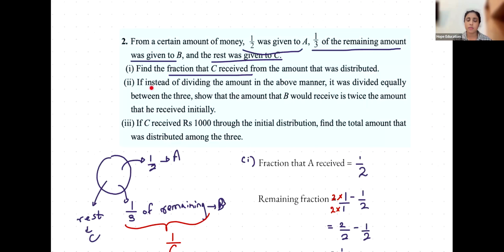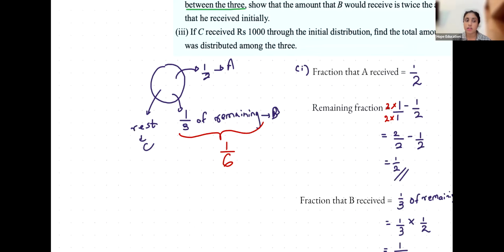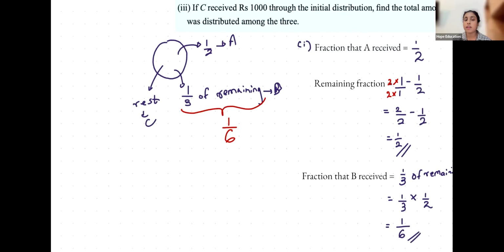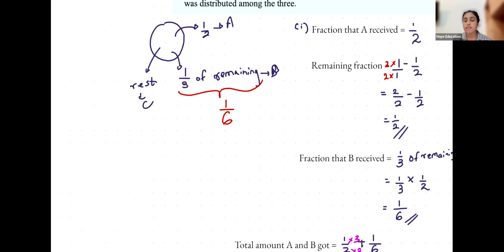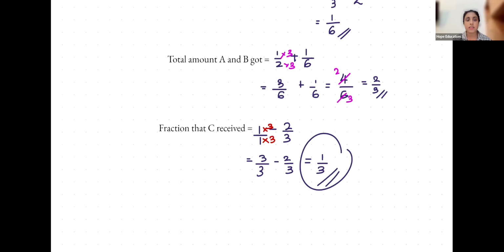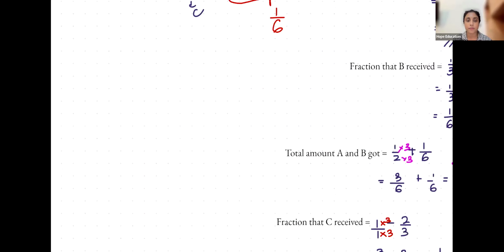If instead of dividing the amount in the above manner, without dividing as shown here, it was divided equally between the three. Show that the amount that B would receive is twice the amount he received initially. Now it was divided like this: you can see A got half, B got 1/6, and how much for C? 1/3. So here I will write C's fraction, that is 1/3.